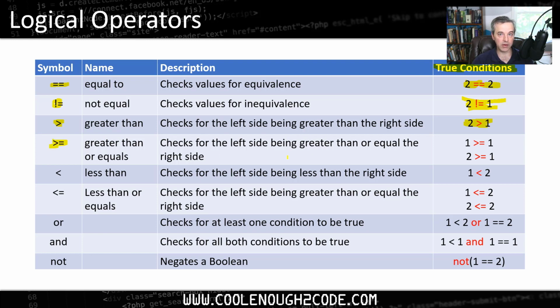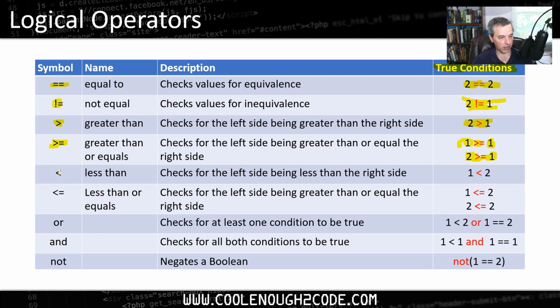Greater than or equals to is using two combinations of greater than and equals to and putting those two together, and it's saying it's either greater than or equals to a specific value. So in this case right here, 1 is greater than or equal to 1, but so is 2. It's either greater than or equal to 1 as well. So that would return true in that case.